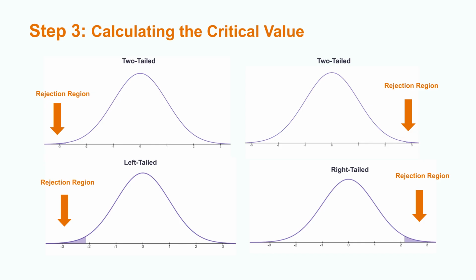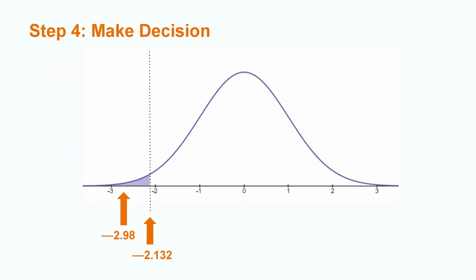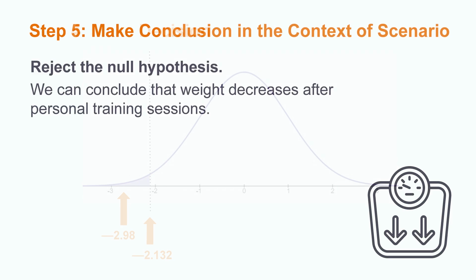Any value beyond or below the critical value or values are known as being in the rejection region. Because our t-statistic, negative 2.98, was less than our critical value, negative 2.132, we reject the null hypothesis. Because we rejected our null hypothesis, we would say, reject the null hypothesis. We can conclude that weight decreases after personal training sessions.